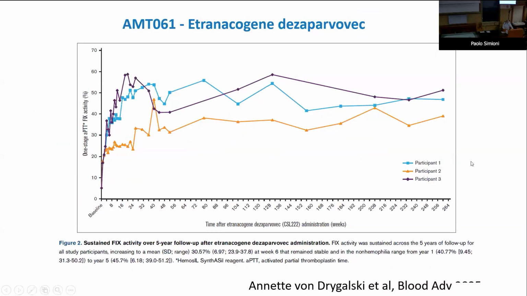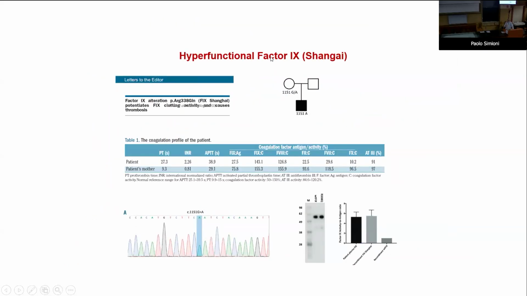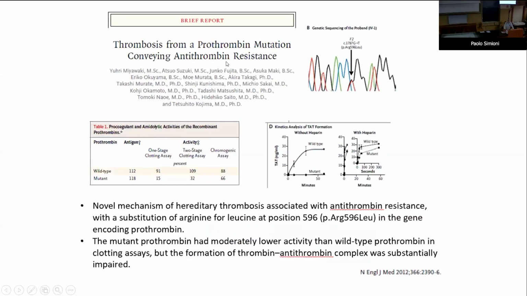And these are the data after 6 years. You can see that these patients have been treated and are effectively cured from the hemophilia. There are many other conditions. I go very fast on this, because this is just to tell you that there are many other things in addition to what was studied in the last cycle. And this is a hyperfunctional factor IX that is similar to factor IX Padua, but with a lower hyperactivity.